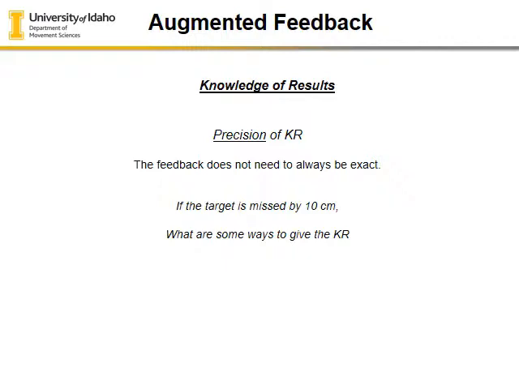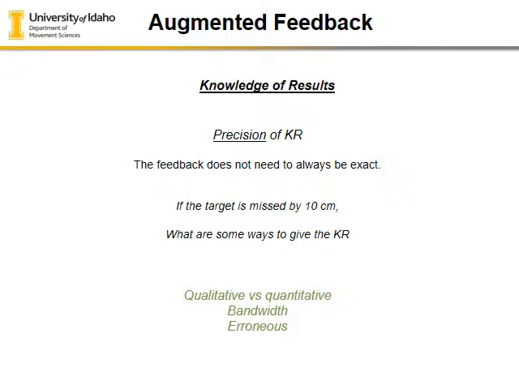The precision of knowledge of feedback is that the feedback does not always need to be exact, and this is a very important component. Sometimes you do not need to know exactly how much the individual missed by. If the target was missed by 10 centimeters, what are some ways that we can give that knowledge of results? That is very important because sometimes if we give too precise of information, then they try to overcorrect, especially as that number is moving down. 10 centimeters is pretty big, but if it's 1 centimeter, do we need to tell them it's 1 centimeter? Or we can just say you almost made it.